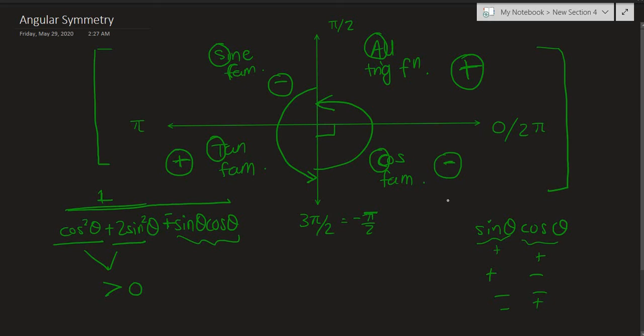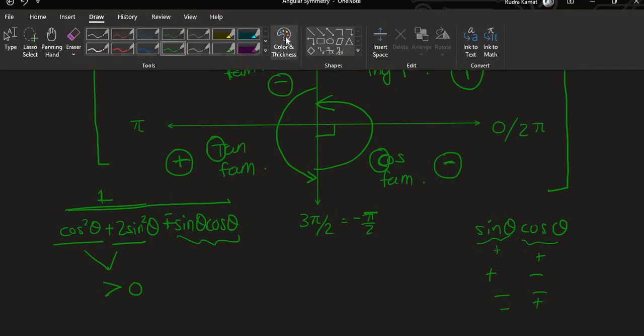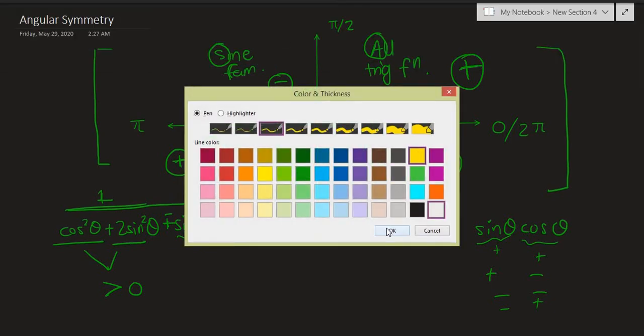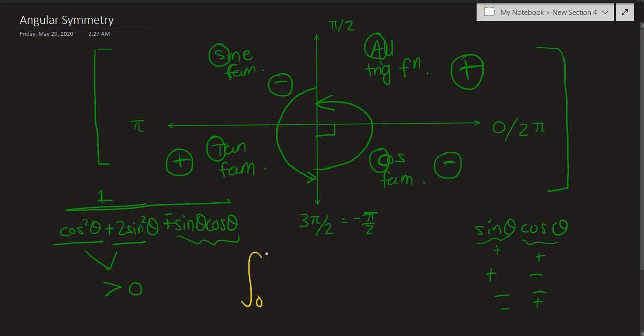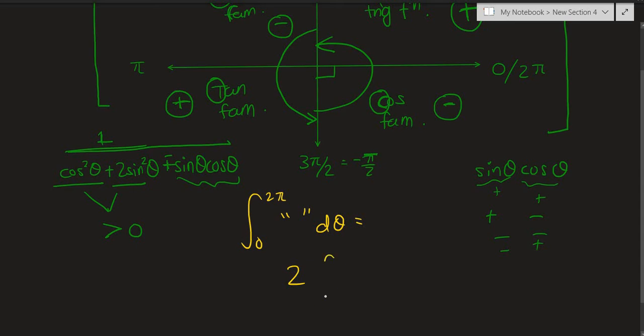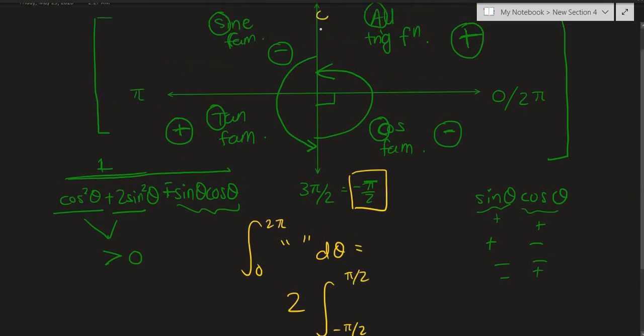So basically, and I'll probably use another color here to highlight that point, the integral from 0 to 2 pi of this integrand that we had, d theta obviously, is nothing but 2 times the integral from negative pi over 2, this point, this angle, to pi over 2, the top angle over here, of again the same integrand and d theta.